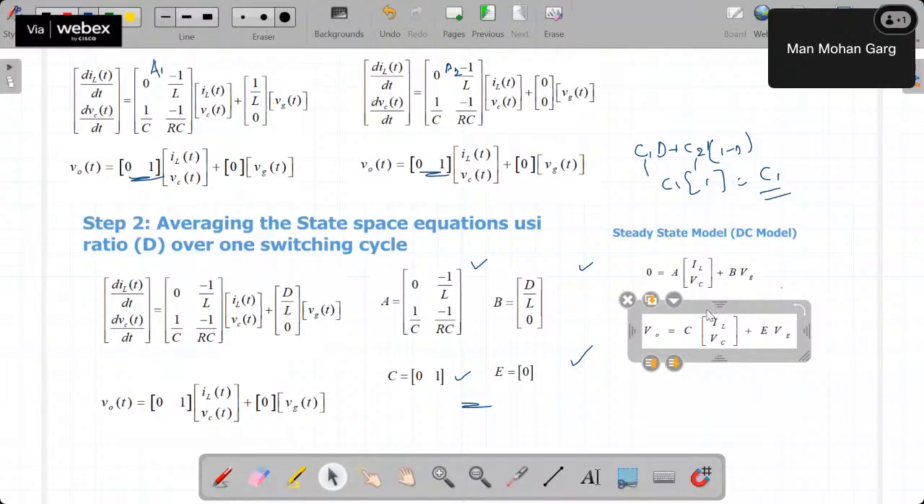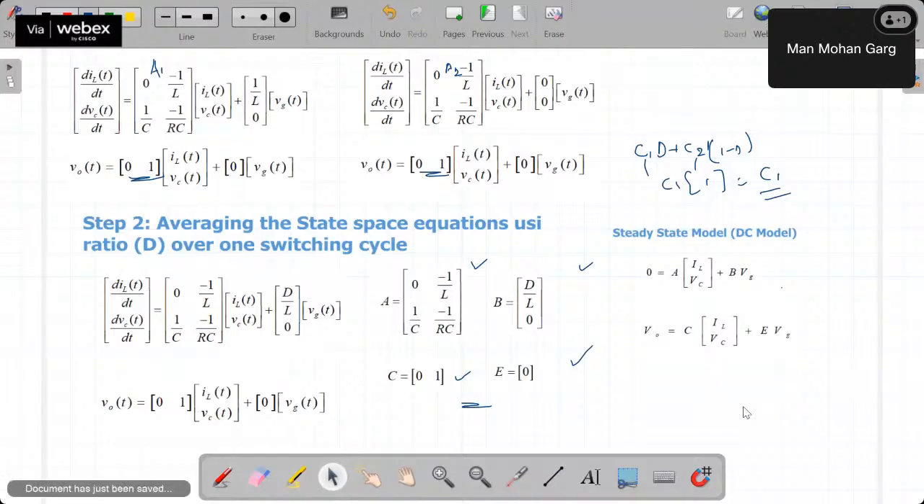Which slide is running right now? Is this one running? Steady state 2, right? I'll take your doubt later. I could not understand what you have said.